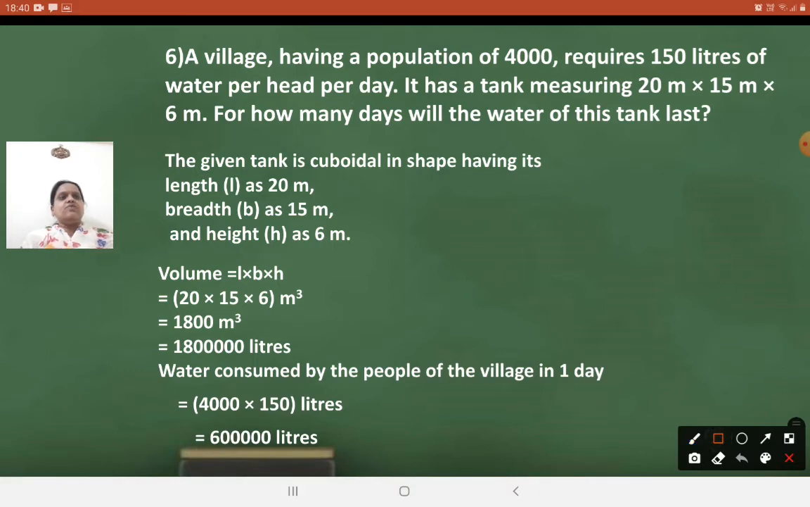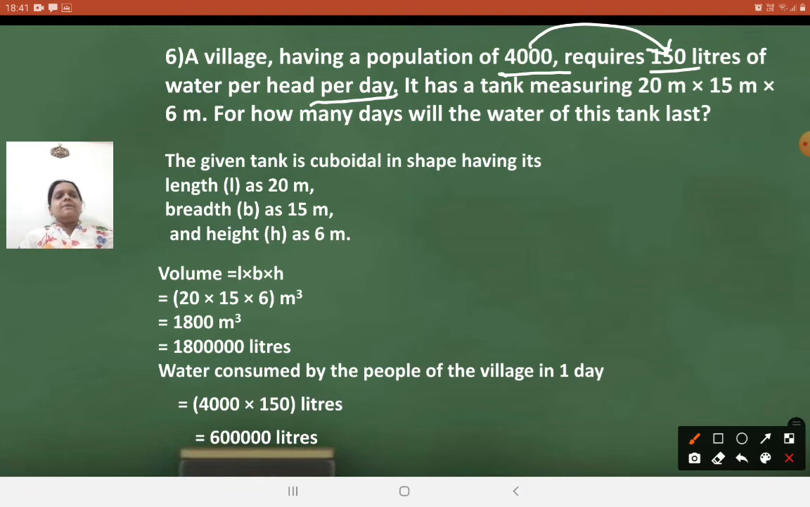Are you getting this point? What is given first of all? The population is given as 4,000 and 150 liters per day. That means we want to find how much quantity of water is required for all the people together. So that village requires how much quantity of water per day? That means we will multiply 4,000 into 150. That much quantity of water is required per day for that village.